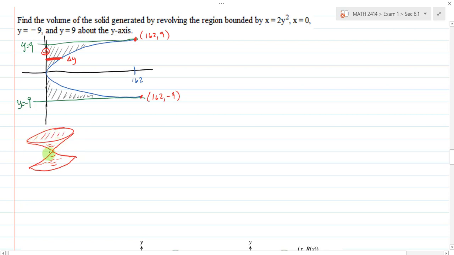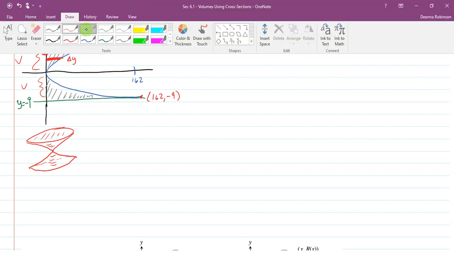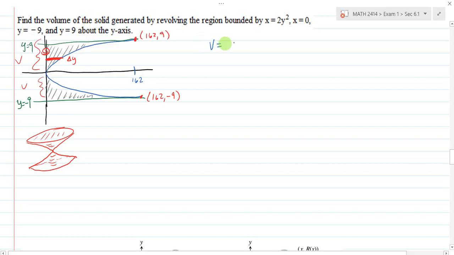Now, because of symmetry, the volume of this top half is going to be exactly equal to the volume of the bottom half, isn't it? So what I could do is just use this top function to integrate, because this volume is going to be equal to this volume, isn't it? So when I set up my formula for my integral, I'm going to say that the volume is going to be 2 times the integral from where to where.